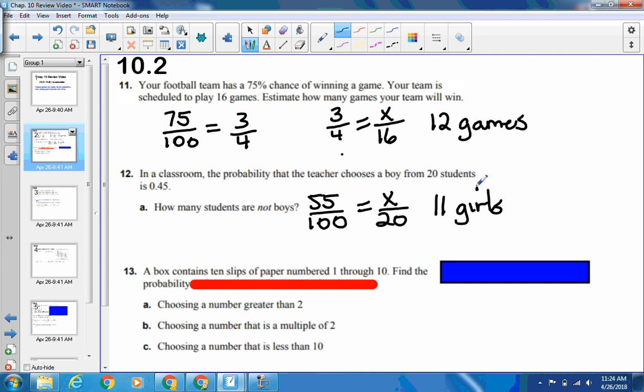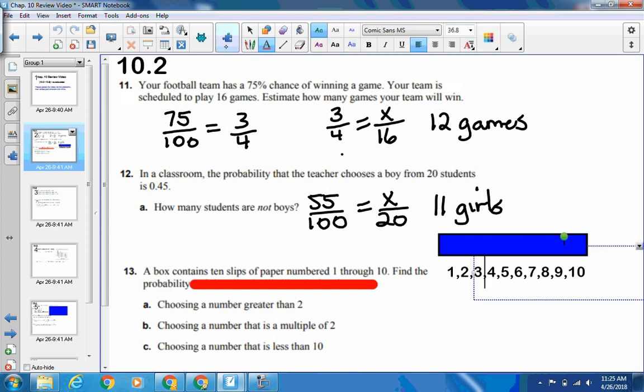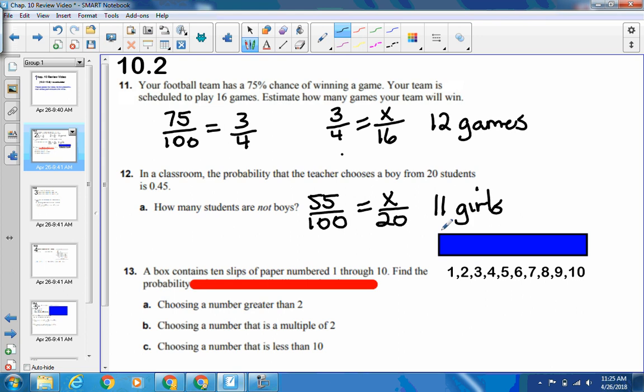So for number 13, it's probably good to make a list of the numbers from 1 to 10 to help you. If we're choosing a number that's greater than 2, that leaves us with the numbers 3 through 10. So that's 8 out of our 10 numbers. Simplify that, and your answer would be 4/5.